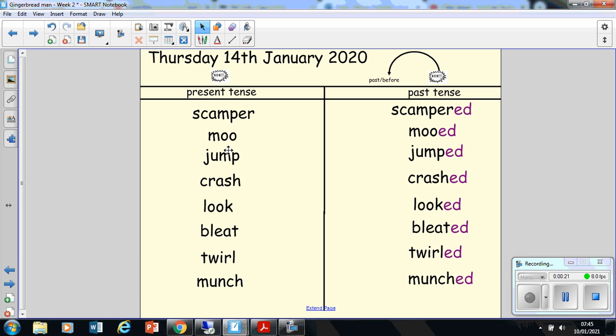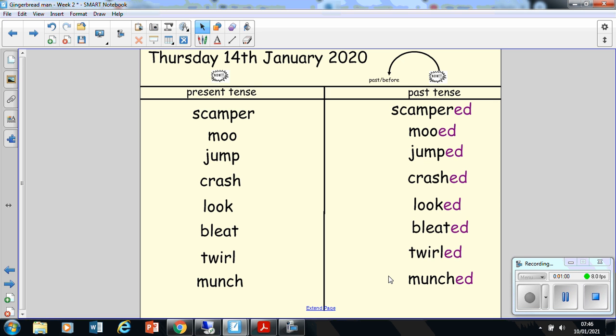Okay, now yesterday most of you, or those of you who are at home, would have had a go at making your verb past tense table. All you had to do was add the ed suffix to make sure that it is in the past tense. My completed table is here in front of you, and I've added my ed suffix. So I've got scamper becomes scampered, moo becomes mooed, jump becomes jumped, crash becomes crashed, look becomes looked, bleat becomes bleated, twirl becomes twirled, munch becomes munched. So this is my list.